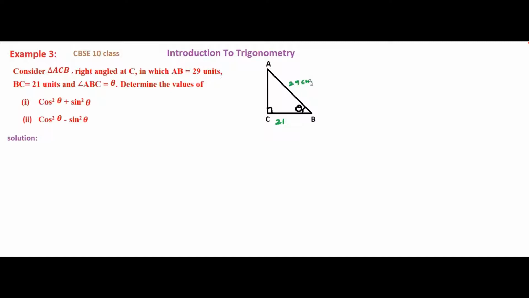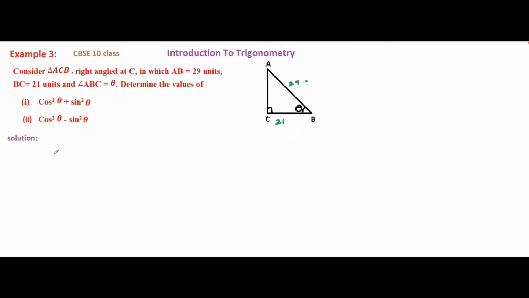Now another one, what is given here? Angle ABC equals theta. Here at B it is taken as theta. Determine the values of, first one, cos square theta plus sin square theta, and the second one, cos square theta minus sin square theta. We have to find these out. Okay, let us come to the solution.